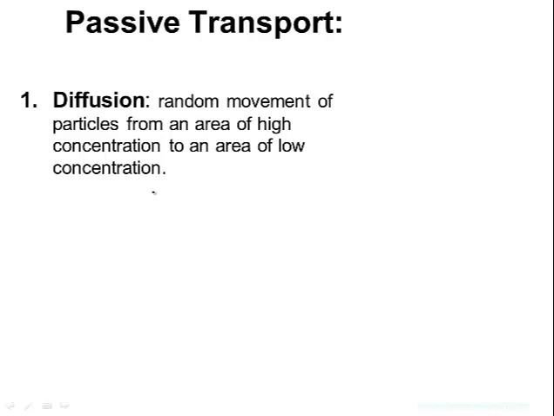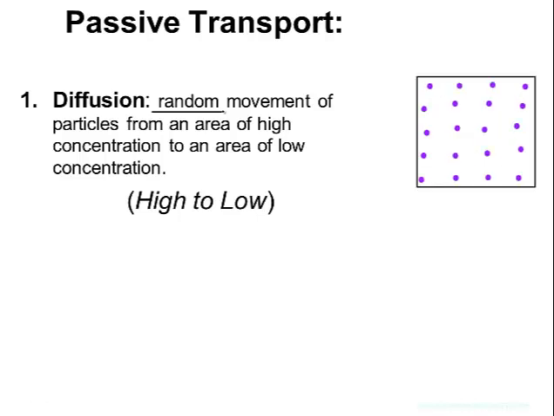All right, let's start with diffusion. Diffusion is the random movement of particles from an area of high concentration to an area of low concentration. Remember, molecules move randomly and they are in constant motion, so they're going to move to wherever they can have the most room to move. So we're moving high to low.